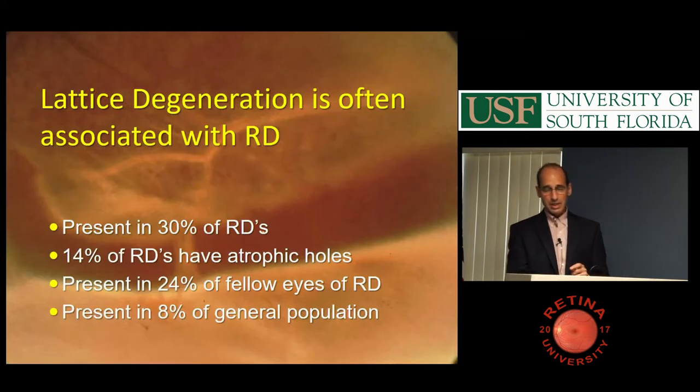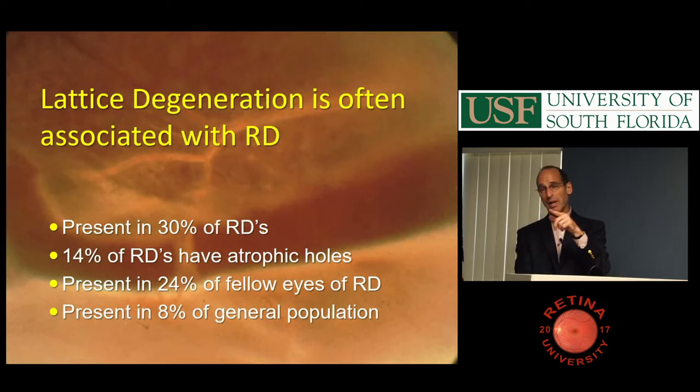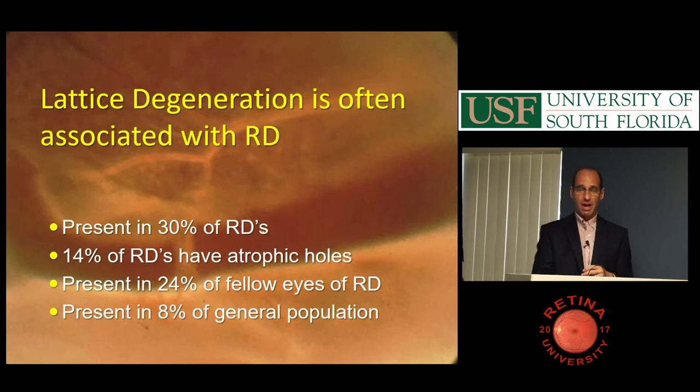So the reason people get so upset about lattice degeneration is that 30% of retinal detachments have lattice degeneration in them. So it's super common in your retinal detachment. So you've got 10% retinoschisis, 10% cystic retinal tuft, 30% lattice degeneration. And any retinal detachment eye will have lattice degeneration in the other eye about 25% of the time, even though it's only present in 8% of the population.